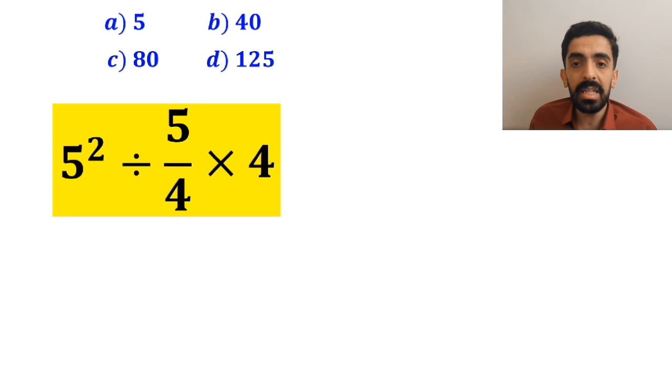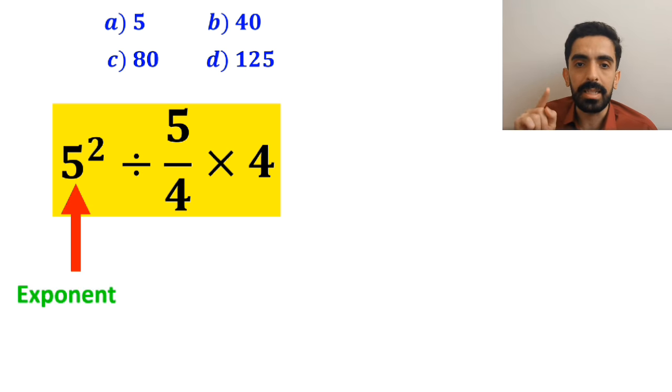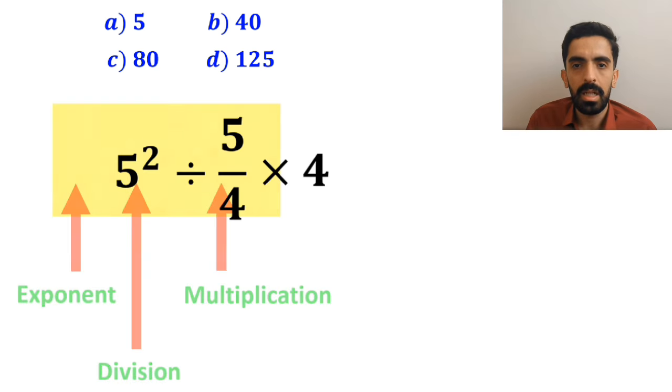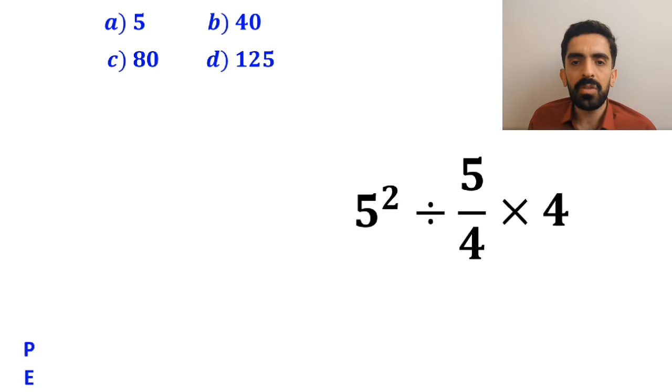Alright, as you can see on the screen, in this expression, first we have an exponent, then a division sign, and finally a multiplication. To solve this question, we must follow the PEMDAS rule. In this rule, P stands for parentheses, E stands for exponent, M stands for multiplication, D stands for division, A stands for addition, and S stands for subtraction.